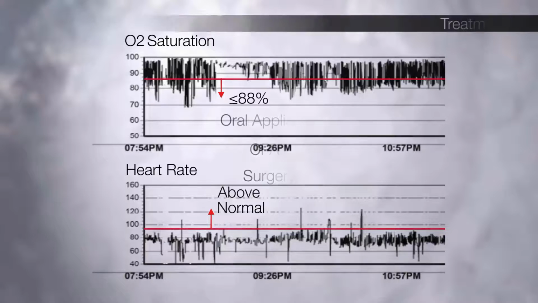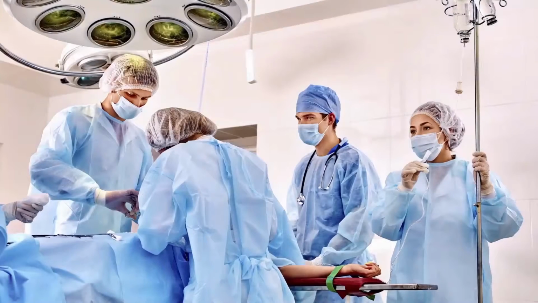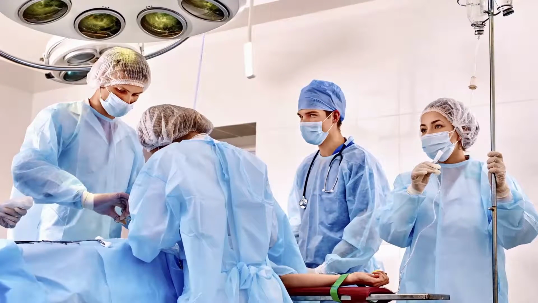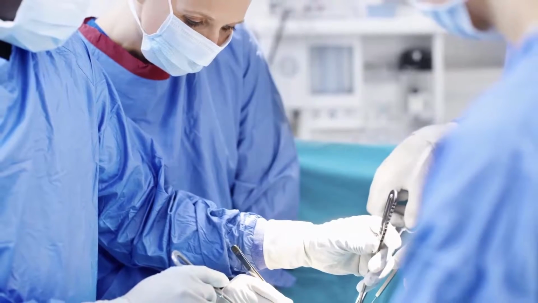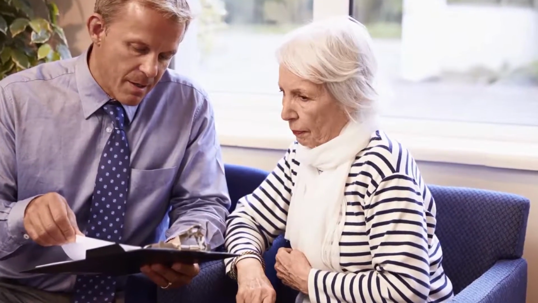Oral appliance therapy and continuous positive air pressure, better known as CPAP, account for 99% of the treatments. There are various types of surgeries, but they're risky, quite painful, very expensive, and involve considerable recovery times. Success rates with soft tissue surgery vary, but they are low. There are a few devices under development, but most are still experimental.